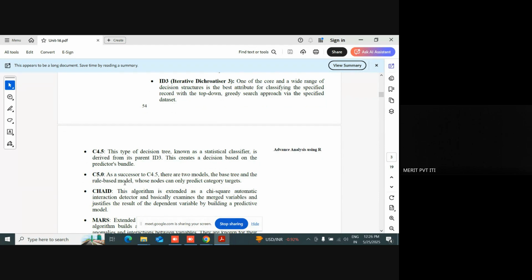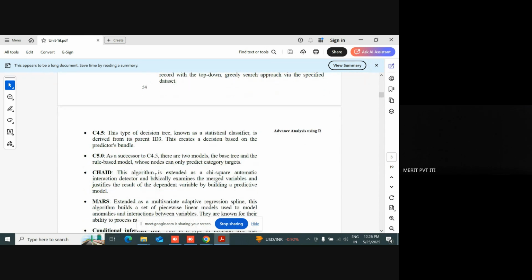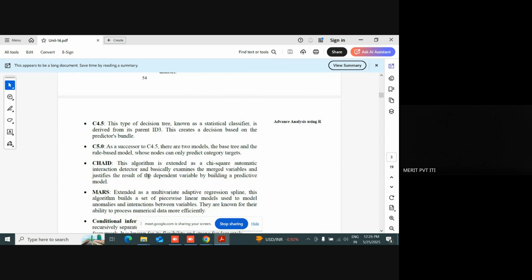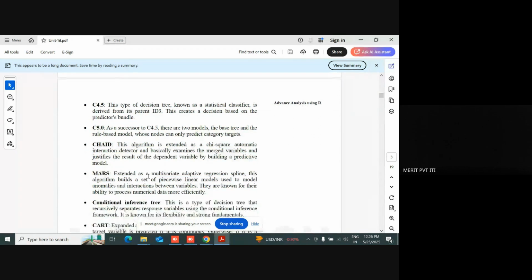C5.0 is a successor of C4.5. There are two models, the base tree and the rule-based model, whose nodes can only predict a category target. CHAID is the algorithm extended as Chi-square Automatic Interaction Detector and basically examines the merged variables and justifies the result of the dependent variable by building a chi-square test, which is important for correlation and so on.